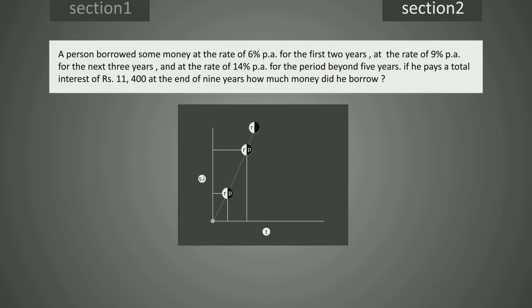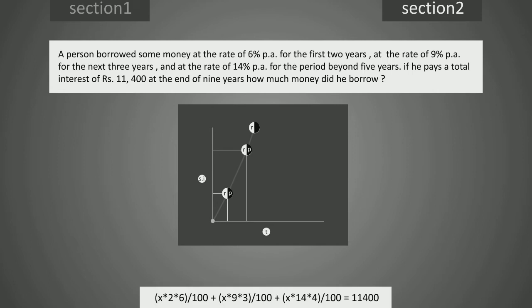So now for getting the value of x, we simply equate the simple interest for 9 years, which is 11,400, with simple interest for 2 years, plus simple interest for 3 years, plus simple interest for 4 years.